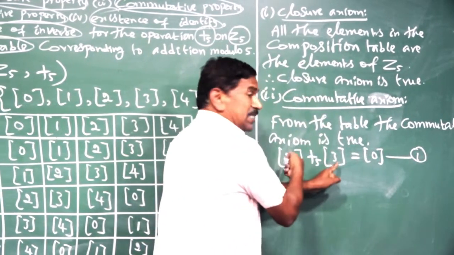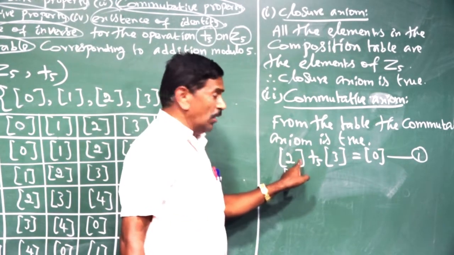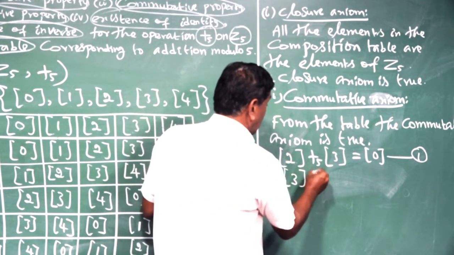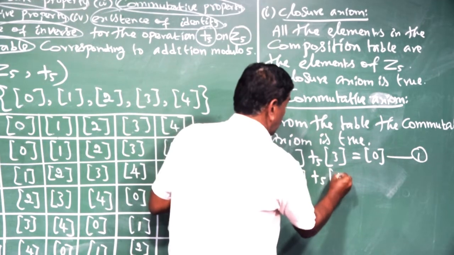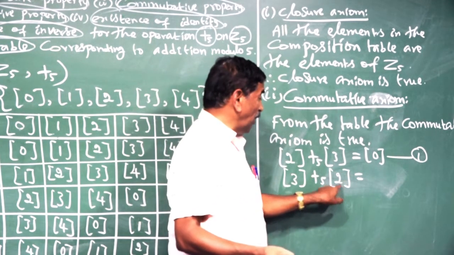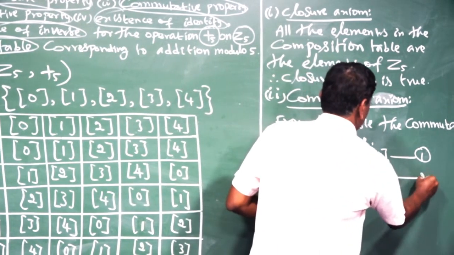Next, it's a reverse addition. That is, commutative means A star B equals B star A. 2 plus 3 equal to 3 plus 2. Now its reverse addition is given by 3 addition modulo 5, 2, which is equal to 3 plus 2 equal to 5. 5 minus 5 equal to 0. So which is 0. Let it be equation number 2.